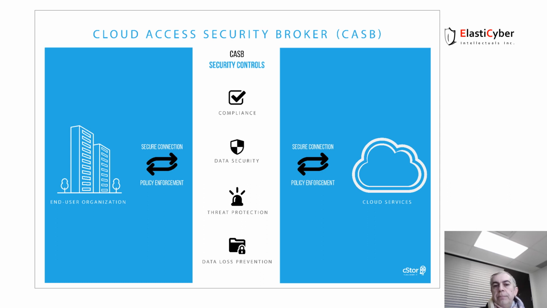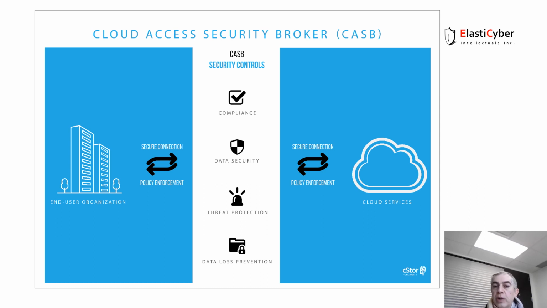But CASB was initially built based on having some controls over accessing cloud resources. That means, as you see in the picture, if you want to access from your place or your home, or any kind of endpoint device or server device, if you want to make a connection to cloud resources like software as a service, or SaaS, or infrastructure as a service, IaaS, or even platform as a service, PaaS, you can use the CASB.